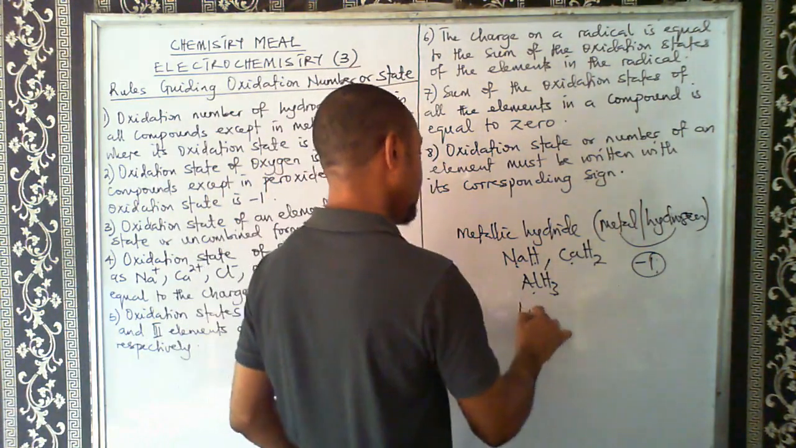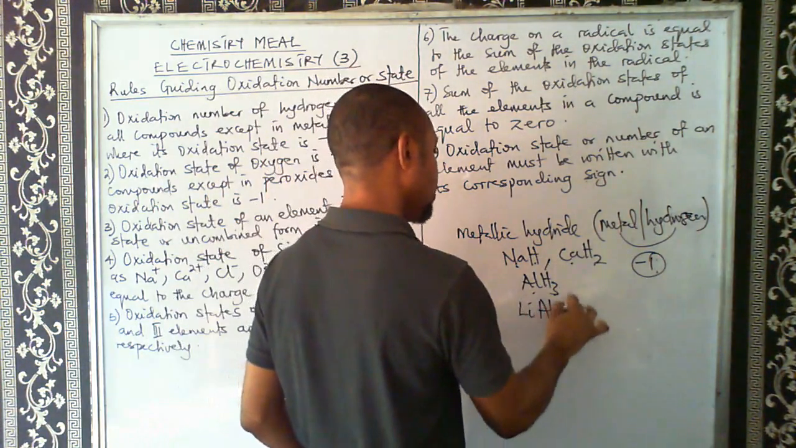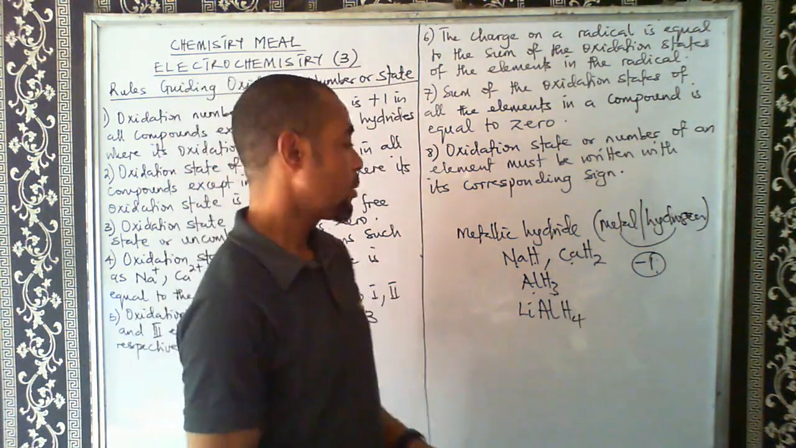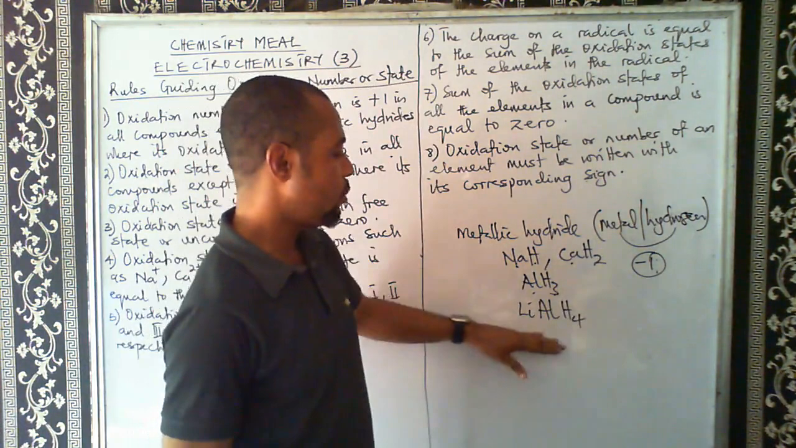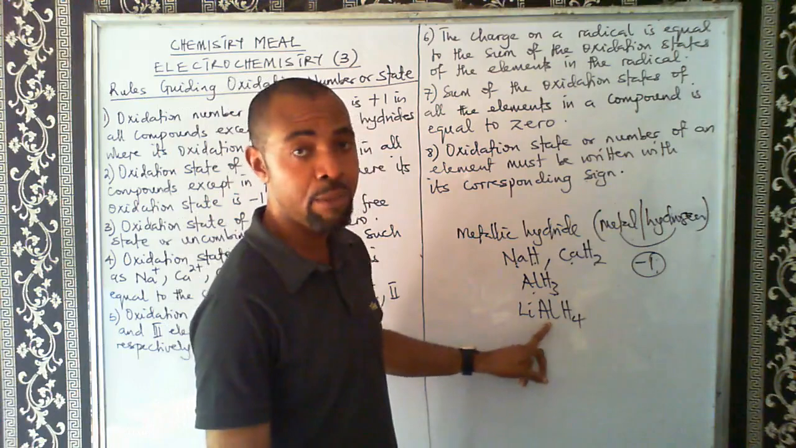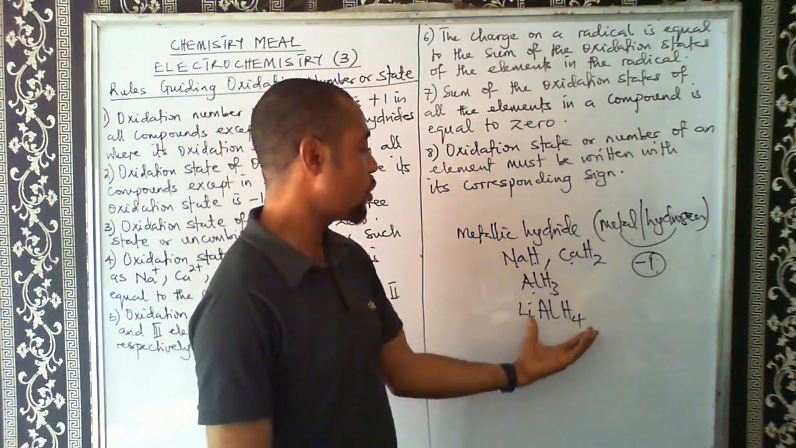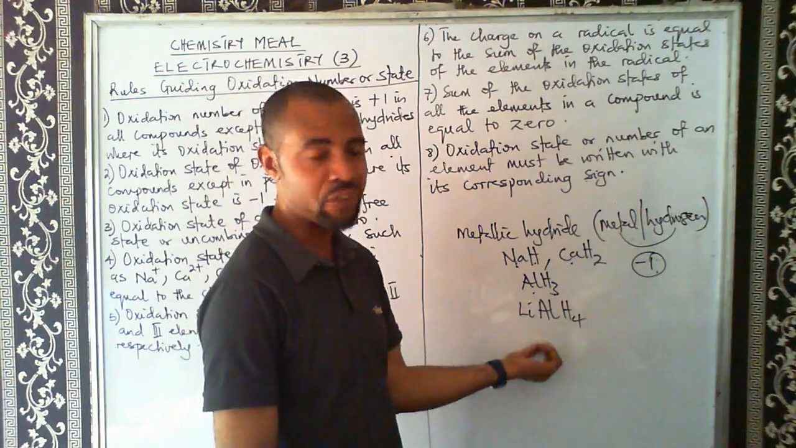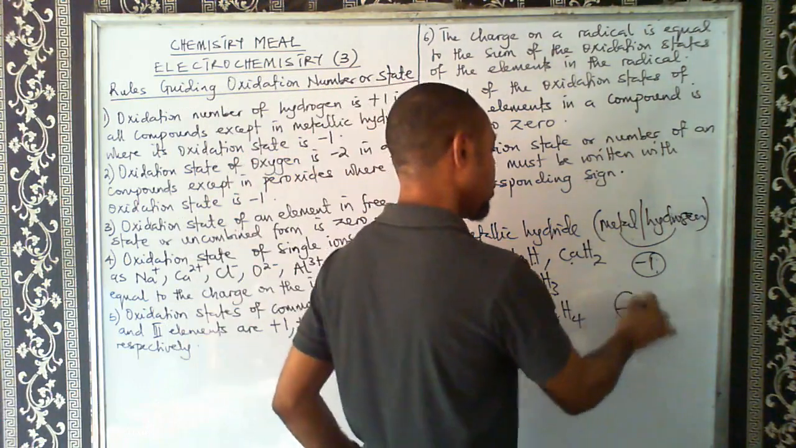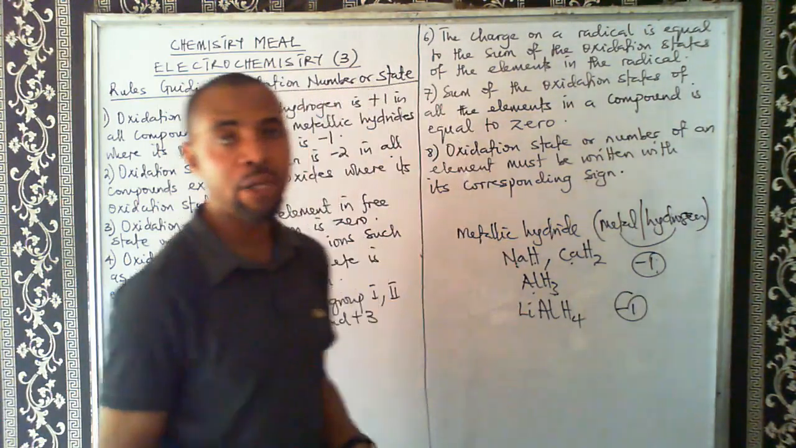Like I said, you can also have a metallic hydride containing more than one metal. For example, in lithium tetrahydroaluminate(III), this is also a metallic hydride. Why? Lithium is a metal, aluminium is a metal. So this compound consists of metals and hydrogen. So here also, the oxidation state of hydrogen will be -1.